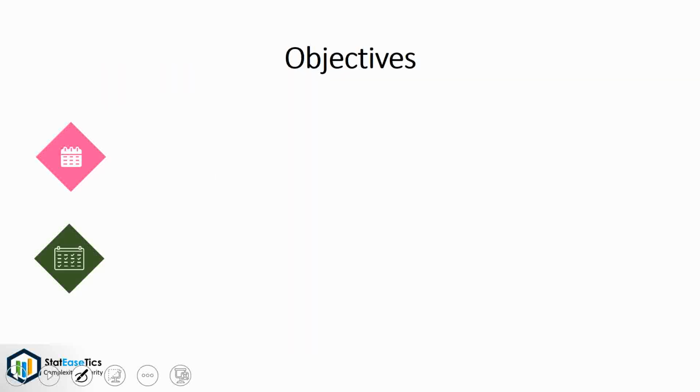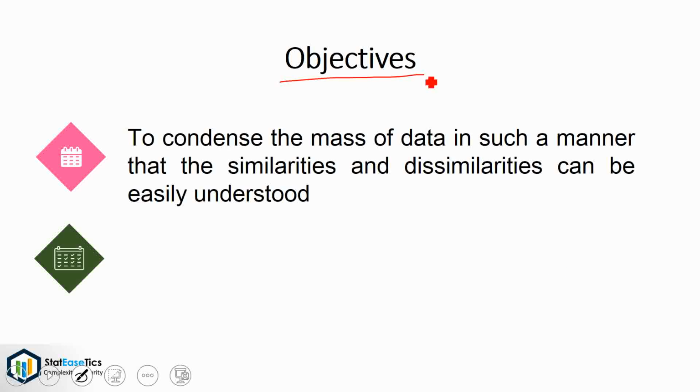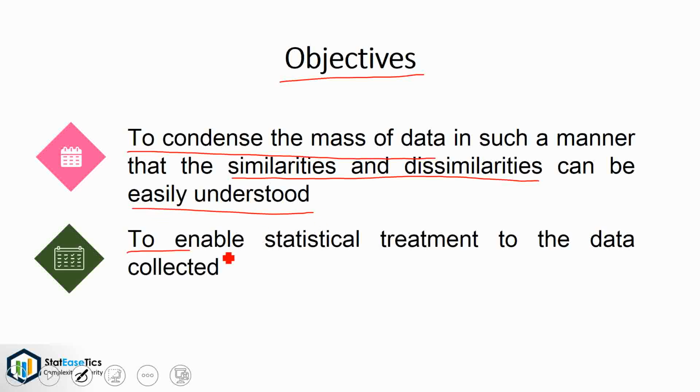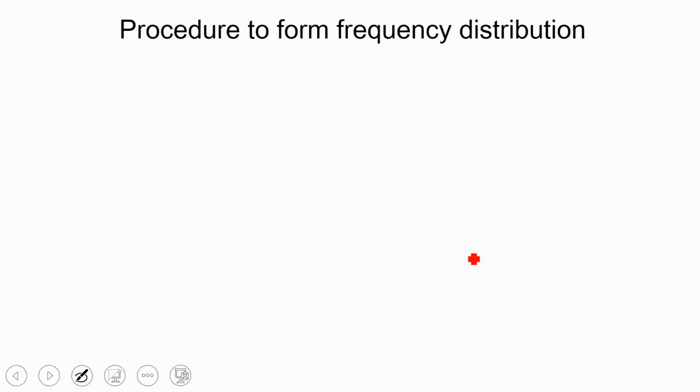Now let's see the objectives of frequency distribution. To condense the mass of data in such a manner that the similarities and dissimilarities can be easily understood. The next objective is to enable statistical treatment to the data collected. Proceeding with the procedure to form frequency distribution.